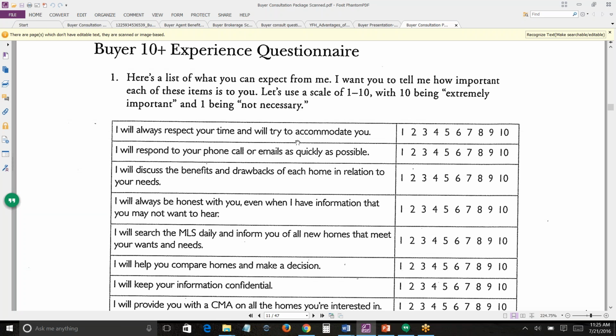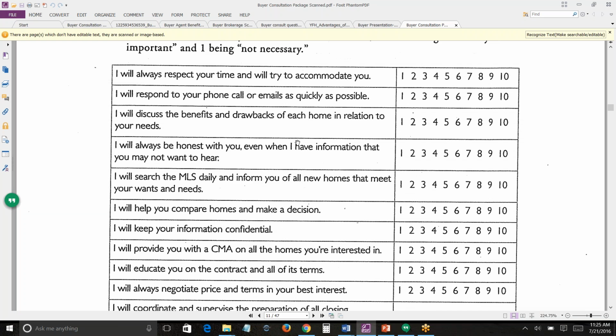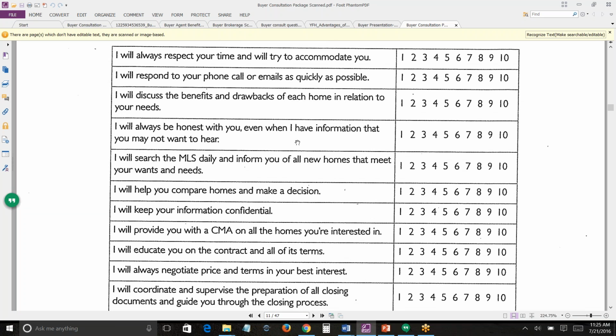Now, can anybody understand why we might want to go through this process with a prospective client? Is what I think important always what they think is important? And is what they think important always what I think is important? So I might think some things are really important, but they may not, right? But if we go through this and we ask them to rate, now you should look at this list.